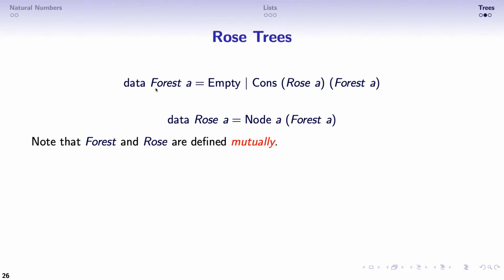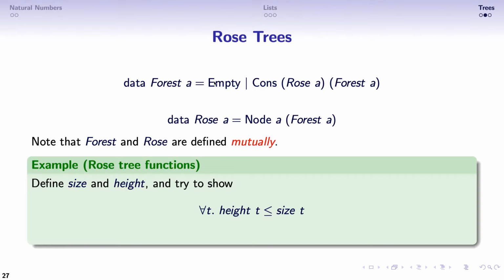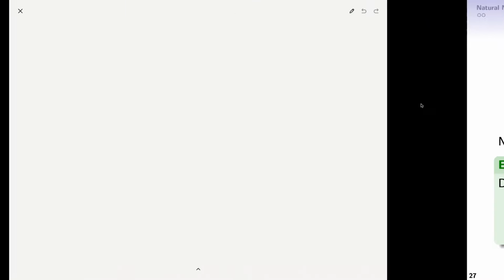So Forest mentions Rose, and Rose mentions Forest. So we can have 2 data types that are mutually recursive in this way in Haskell, and it works just fine. You can do the same thing with functions and with everything else. We can have stuff that is mutually recursive. So now let's define some functions on our Rose tree data type. Firstly, we're going to define size and then height, and then we're going to try and prove a property. So let's go back to the whiteboard.